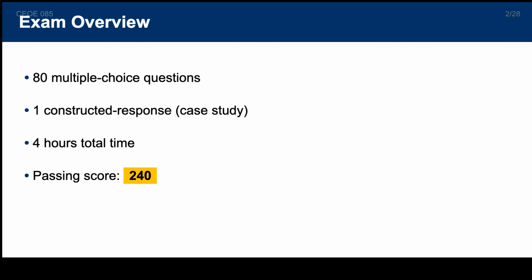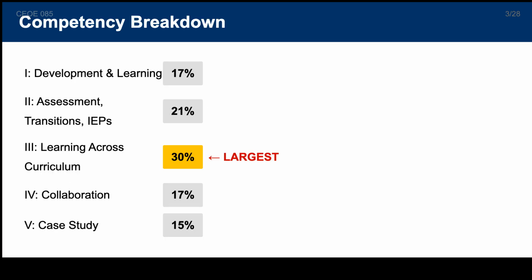The CEOE 085 consists of 80 multiple-choice questions plus one constructed response assignment where you'll analyze a case study. You have 4 hours to complete everything, and you need a score of 240 to pass. The exam tests 5 major areas, and the weighting matters for your study time. Here's how the exam breaks down.